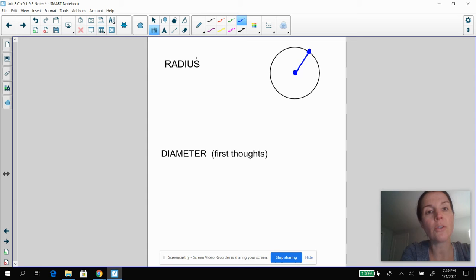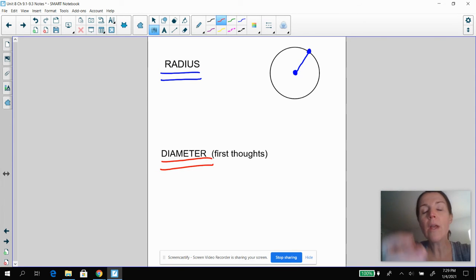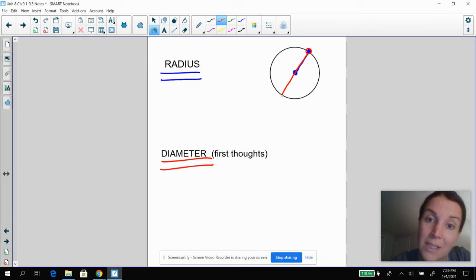And then the diameter. So here's our radius, and we always think of a diameter as twice the radius. I know that my radius is from here to here, but then my diameter keeps going, so it's essentially 2 radii. Great. And that's typically our first thought in terms of what a diameter is.